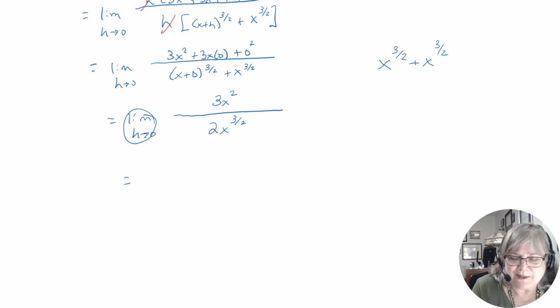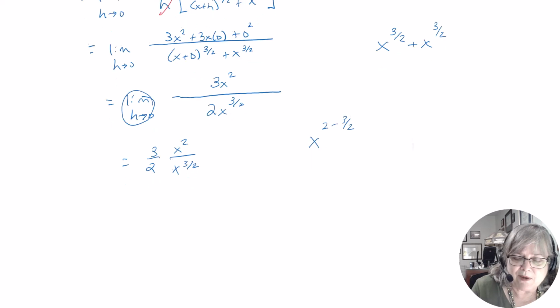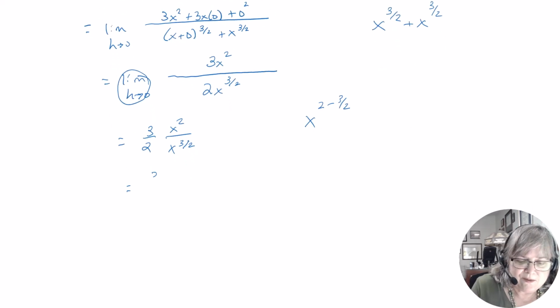There's no more limits. And so this is 3 halves, and you have x squared over x to the 3 halves. And if you remember your exponent rules, it's 2 minus 3 halves, right? Start with the top and subtract the bottom. So this is 3 halves x to the 1 half. Y'all doing okay? And this is f prime.